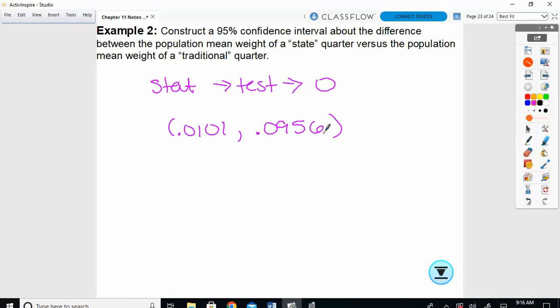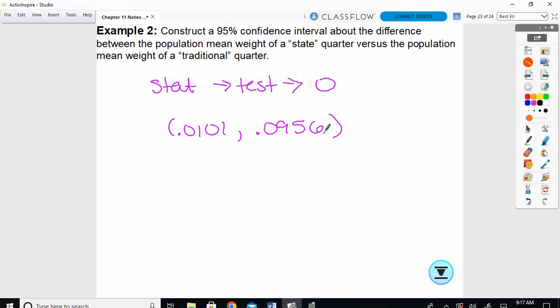you should get, did you guys get 0.0101 and 0.0956? Did you get the same thing we had before when we ran the first test? Did you get those values on your calculator, in your data? So these weren't exactly the same? Okay, then your data is different.